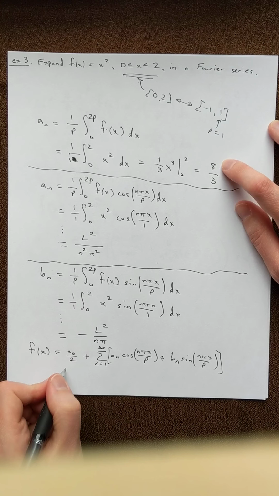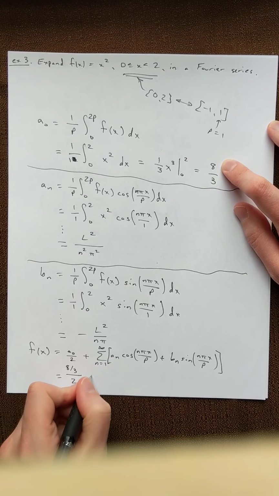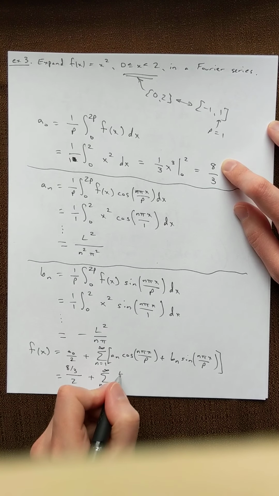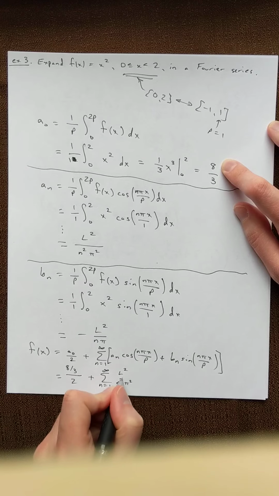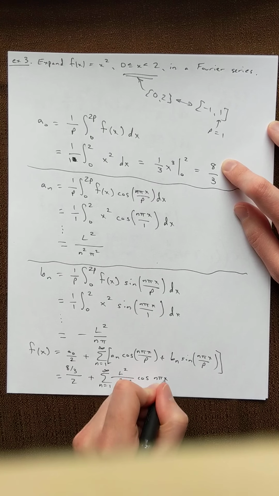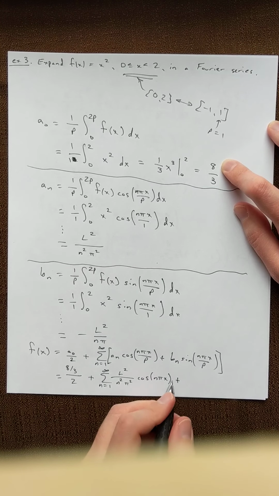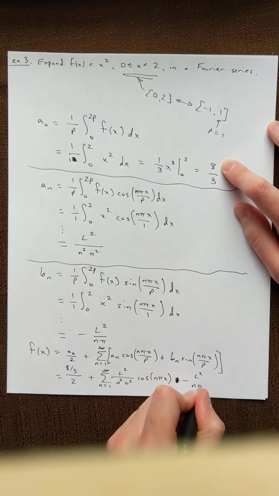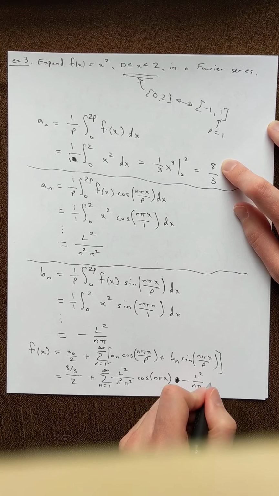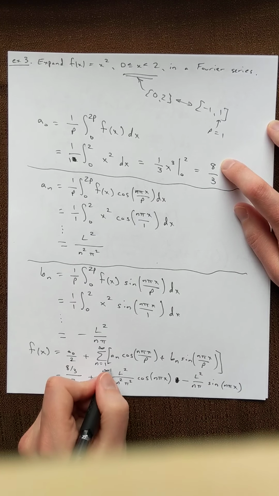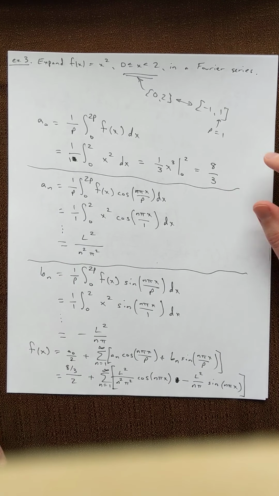So a0 was 8/3. We divide by 2, plus a summation. An is L squared over n squared pi squared, and p is 1, so that's really just going to be cosine n pi x. Plus bn, which is minus L squared over n pi, and we have sine of n pi x. And so that's our answer for the half-range Fourier series expansion.